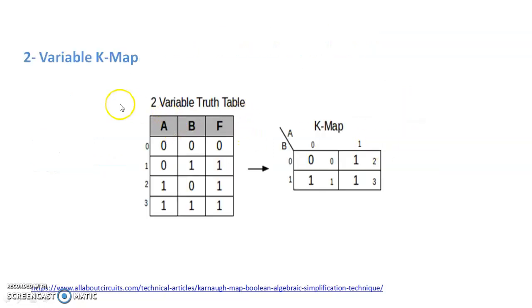This is the example of 2 variable K-map. In 2 variable K-map, here A and B are the inputs and F is the output. When A is 0 and B is 0, the output is 0. When A is 0 and B is 1, the output is 1. When A is 1 and B is 0, the output is again 1. For the last condition, when A and B both are 1, the output is 1.